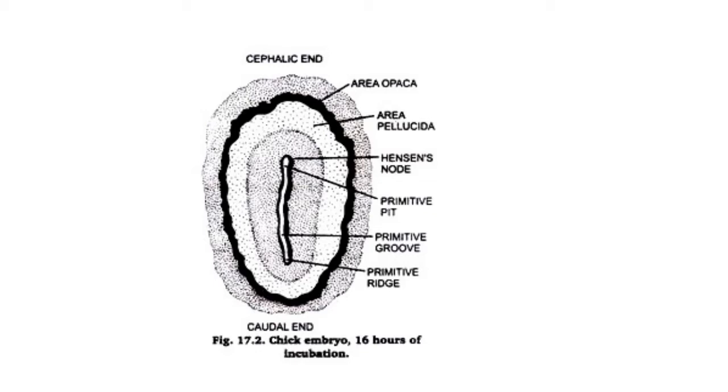Now when Hensen's node is completely developed, it starts to reduce, and it gets reduced to half by 18 hours of growth.